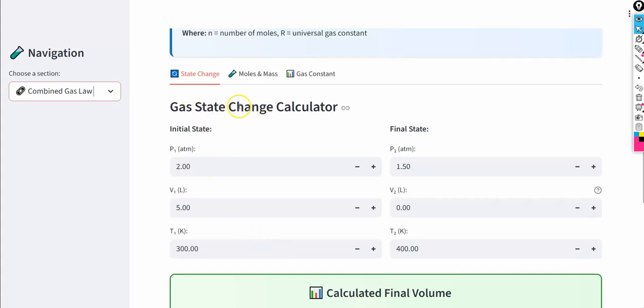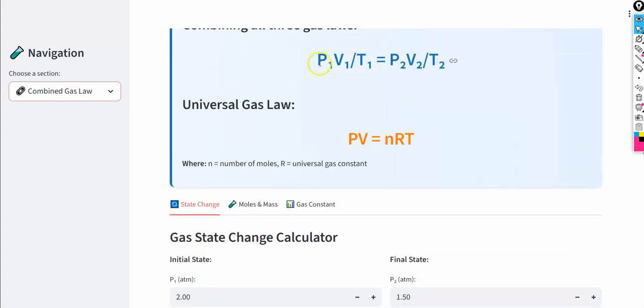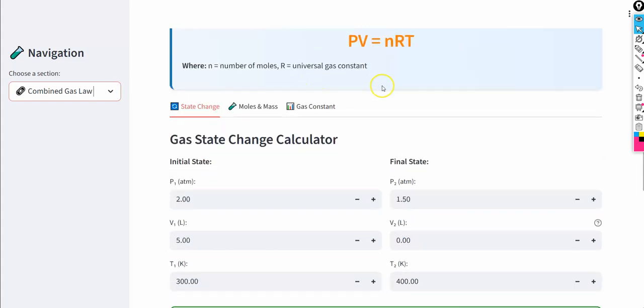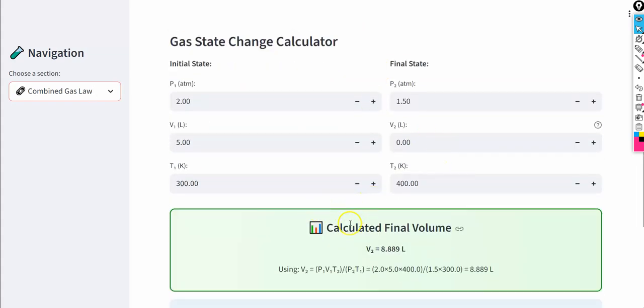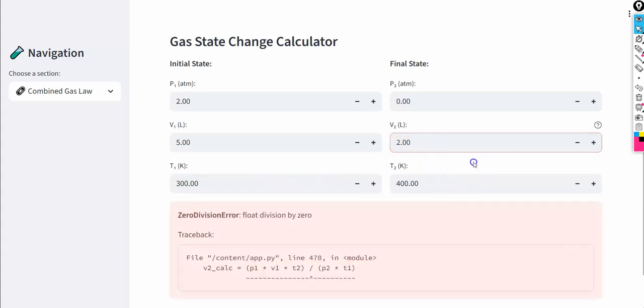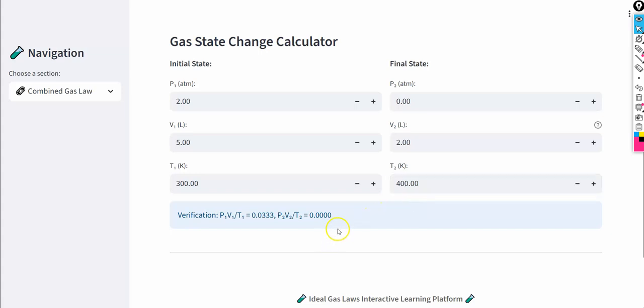Now here is the gas state change calculator. So here P1, V1, T1 is the initial state, and then the other is P2, V2 and T2. There are 6 parameters, so you have to supply 5 variables and you will get the other. If you want to calculate a variable, you have to make it 0. Suppose you want to calculate pressure, you have to make it 0 and mention the other values, so you will get that.